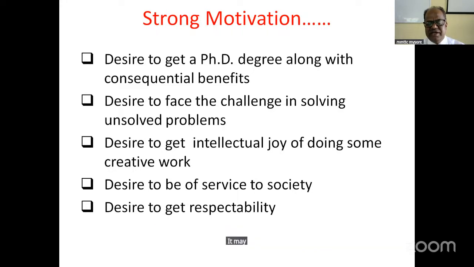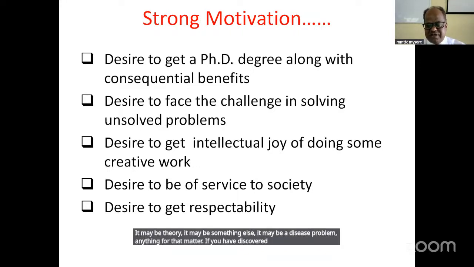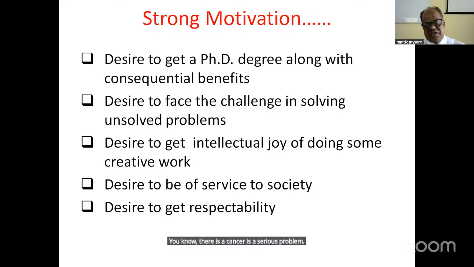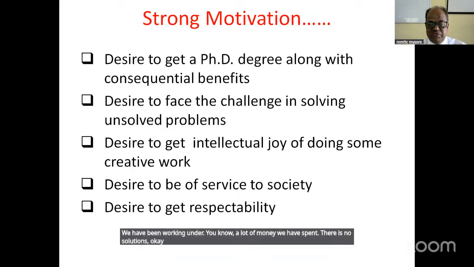It may be theory, it may be something else, it may be a disease problem, anything. If you have discovered a new drug, cancer is a serious problem. For the last 30, 40 years, we have been working on that. A lot of money we have spent. There is no solution. So therefore, if you discover some important drug which can prevent the cells from becoming cancerous, it is something very great. So that is also very important.